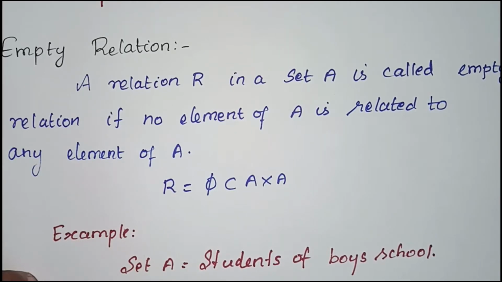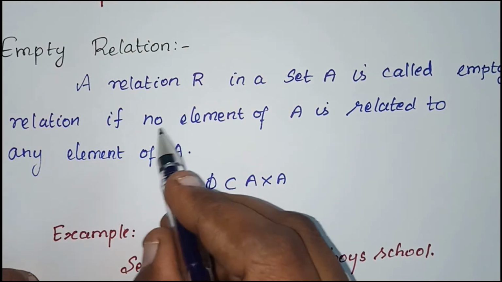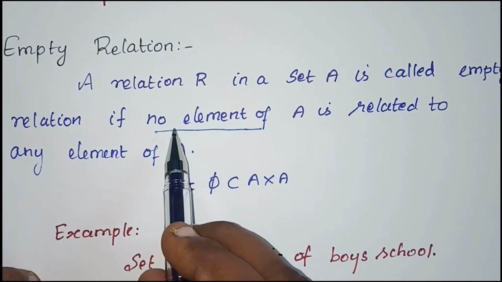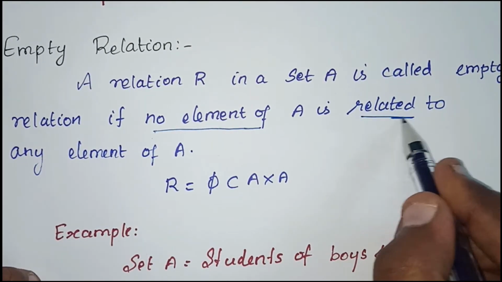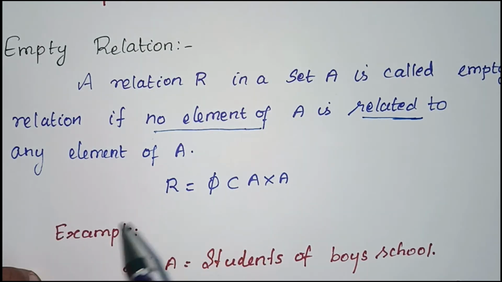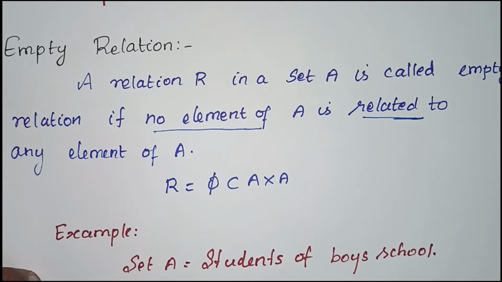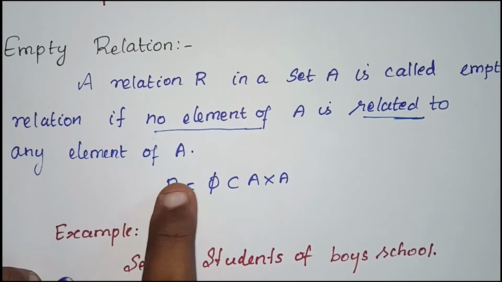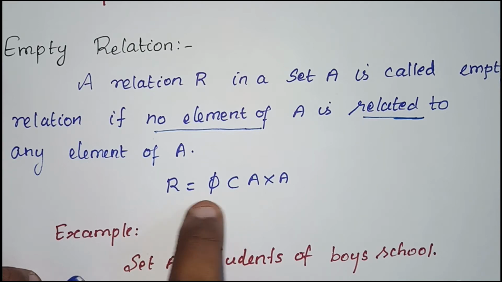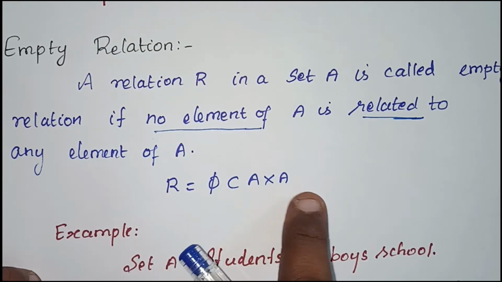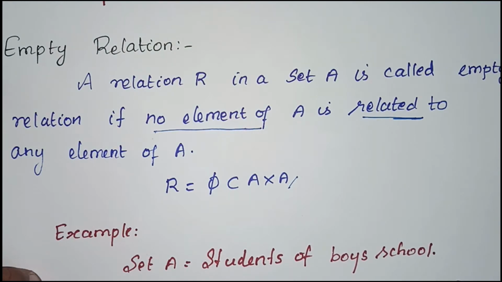First one, empty relation. What do we mean by empty relation? A relation R in a set A is called an empty relation if no element of A is related to any element of A. So you need to understand this line: no element of A is related to any element of A. So it is nothing but there is no relationship between any elements of A. It is represented by the symbol phi. This is the empty relation. A cross A means nothing but a Cartesian product.